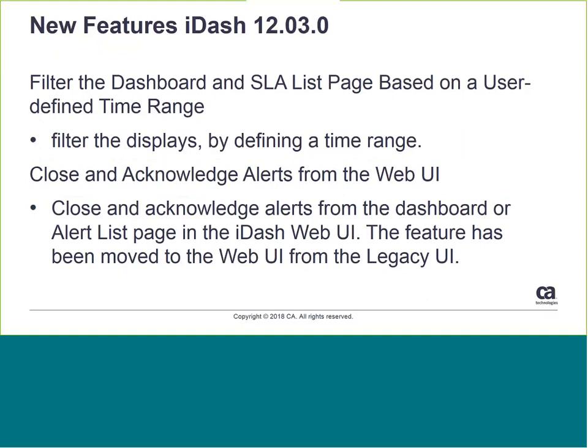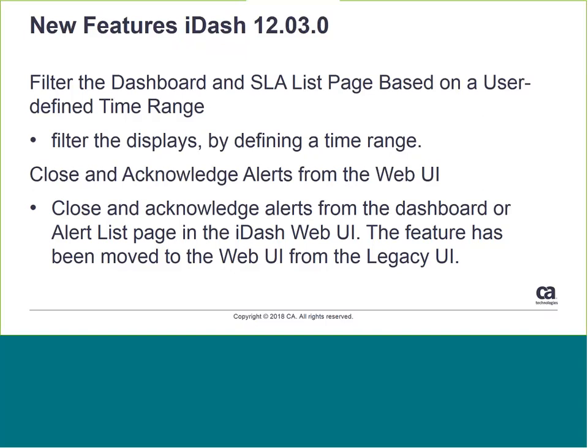We actually allowed you to filter the dashboard and the SLA page based on a user-defined time range. So you can actually go in and filter the displays with a time range so that that's what shows up on your dashboard and in your SLA list page. We also provided the ability to close and acknowledge alerts from the web UI, so that not only could you get the alerts displayed, but you could also take action against them in the web UI as opposed to the FAT client, which is where that capability resided before.